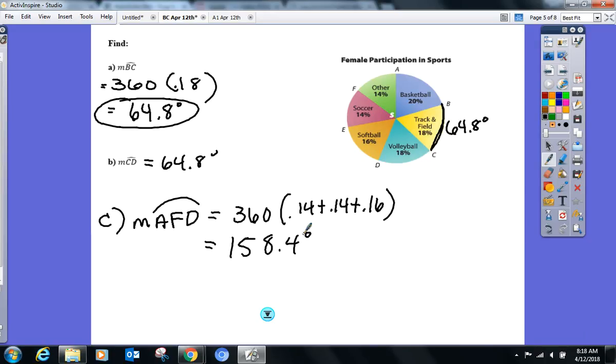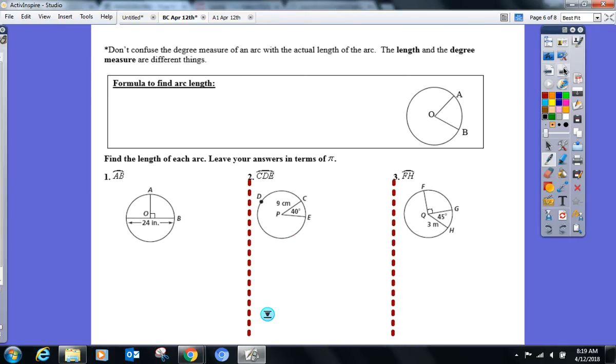See the difference between the two before I show you how to do it. You know how to find, out of 360, how many degrees are in the arc. Now I want to find actually how long the darn thing is. So this is arc length, not the measure of an arc. That's what we did the first half of class. Now I'm actually looking for how long it is.